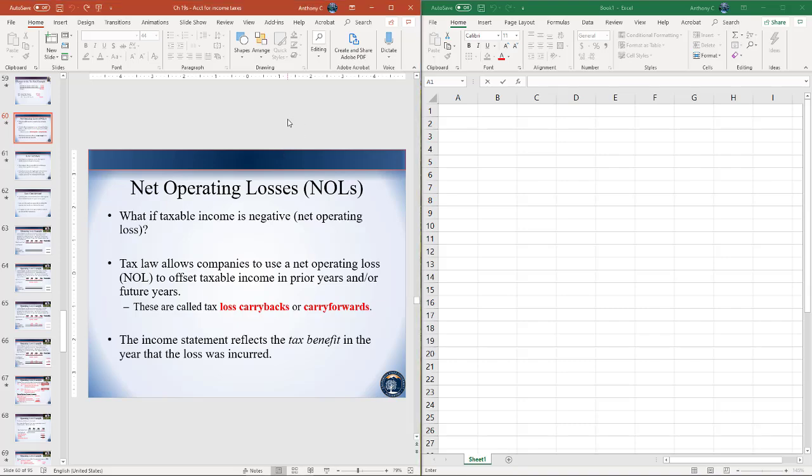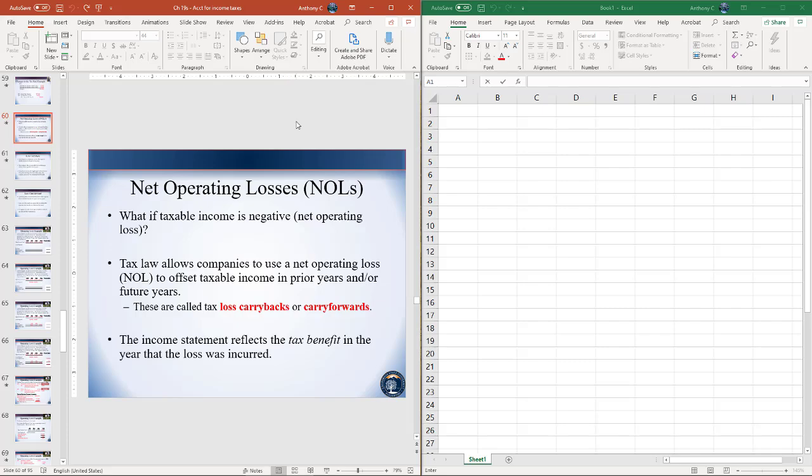So the next topic we need to cover is NOLs, or net operating losses. Before we start this, I'm just going to point out that the tax laws for net operating losses changed in 2018. We're still going to use the old method because it's still relevant. I'll talk a little bit about the new method after we cover the old method.